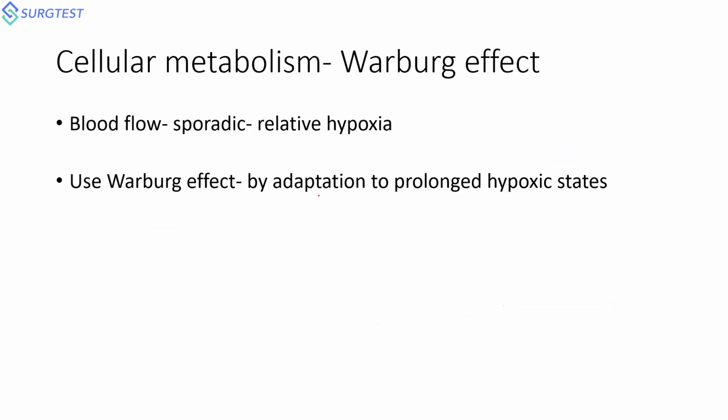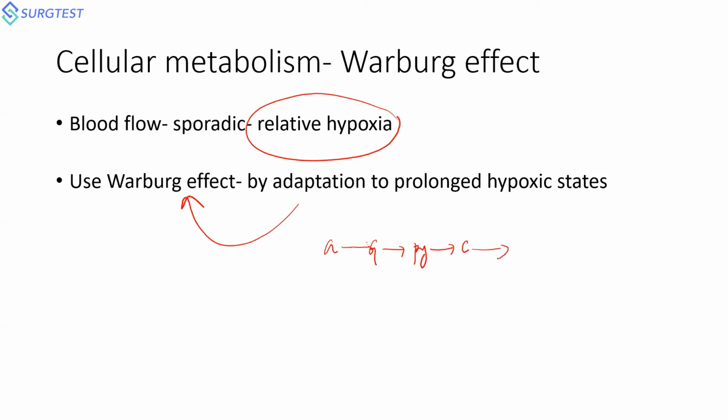The last thing would be cellular metabolism or the Warburg effect. I already told you the cancer cells have a precarious or sporadic blood supply. So they have a relatively hypoxic environment within themselves. So they get adapted to it. This adaptation is called the Warburg effect. A normal cell will have aerobic glycolysis, where the glucose is metabolized into pyruvate, and it will be subjected to the citric acid cycle pathway, and the end product will be production of CO2 and ATPs.